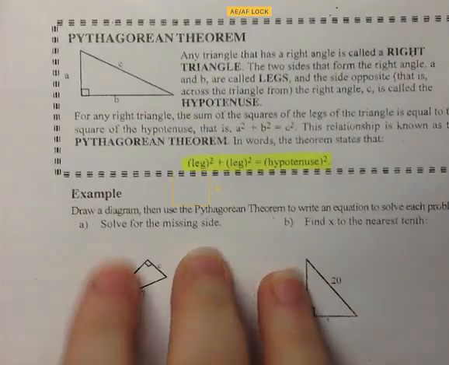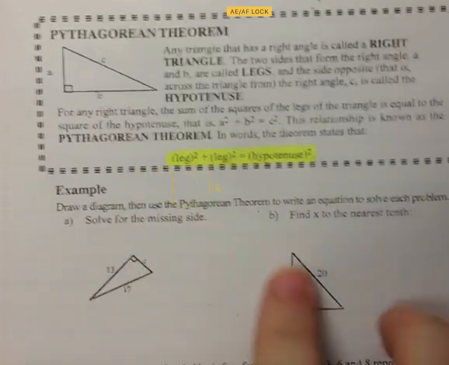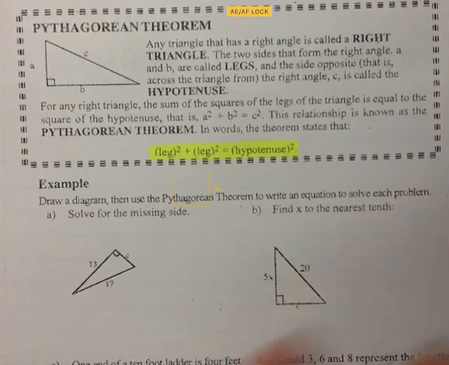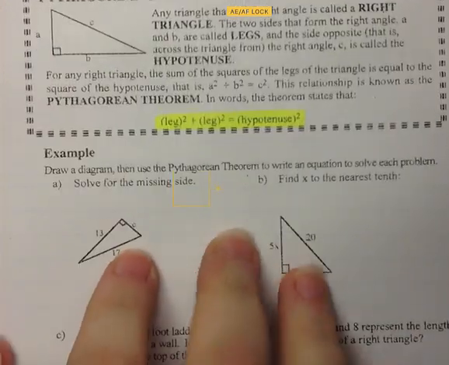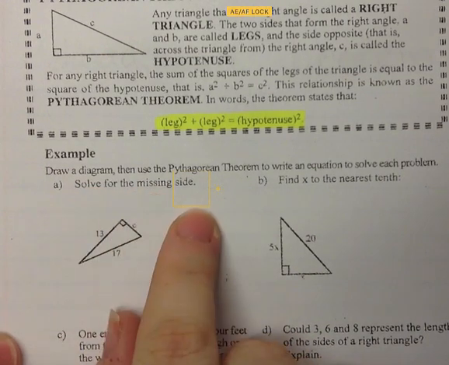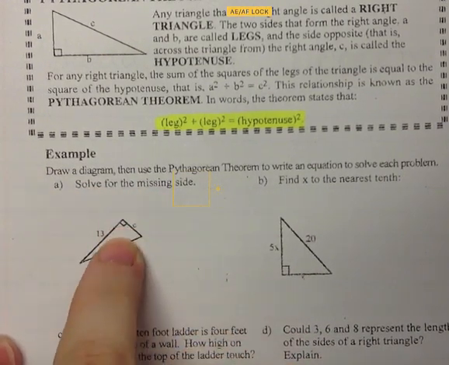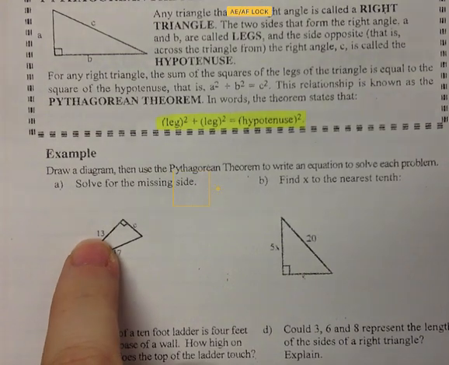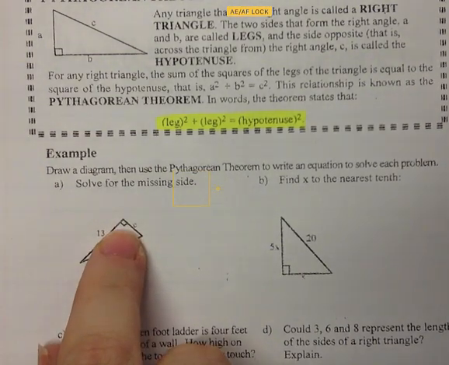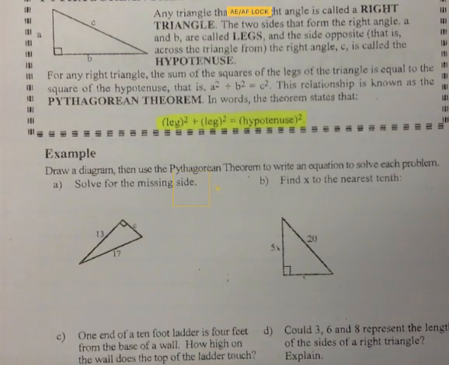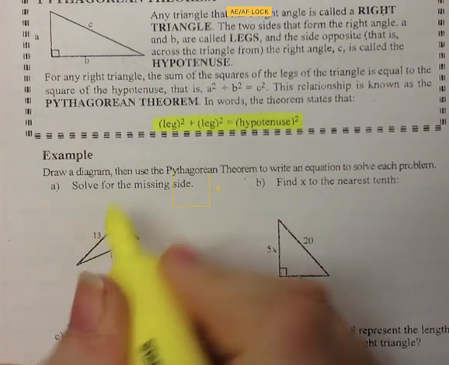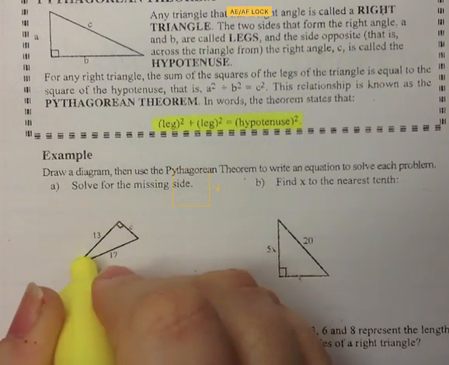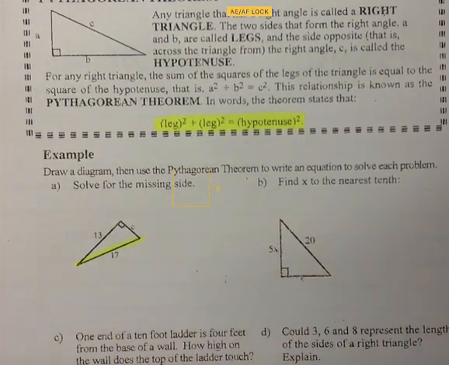So some examples here. We're going to draw a diagram, then use the Pythagorean theorem to write an equation to solve each problem. Now sometimes the diagram is already given to us. Part A says solve for the missing side. We do have a right triangle, so we want to use leg squared plus leg squared equals hypotenuse squared. In this case, our leg is a 13, our leg is a C, and our hypotenuse is 17. The reason we know the hypotenuse is 17 is because it's across from, or opposite, the right angle. You should always find your hypotenuse first, so you know which one you're dealing with.